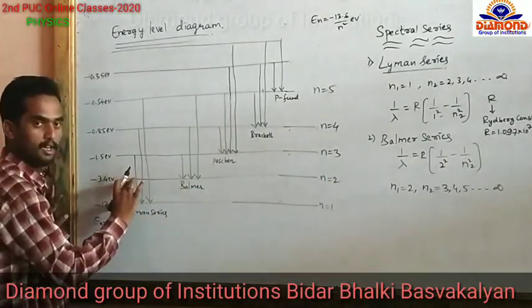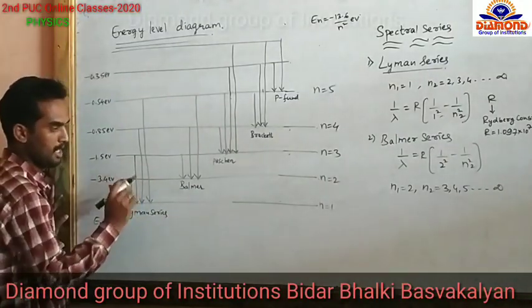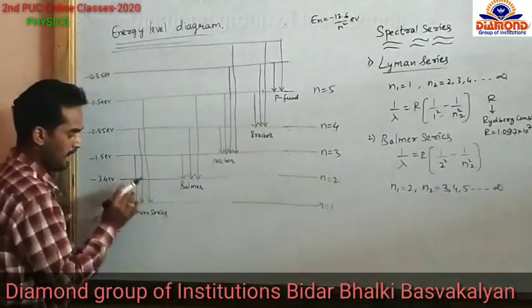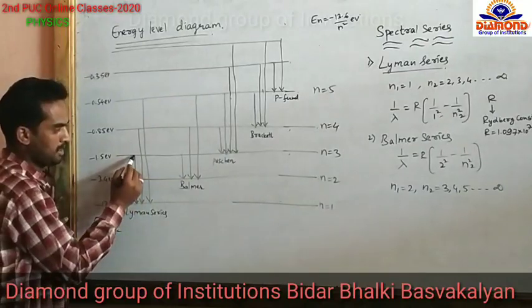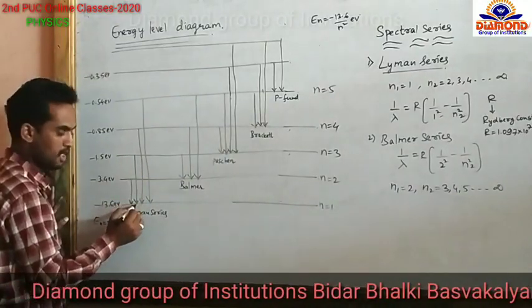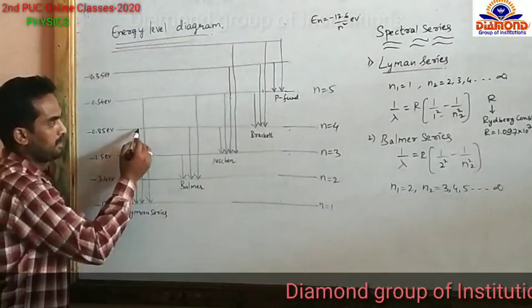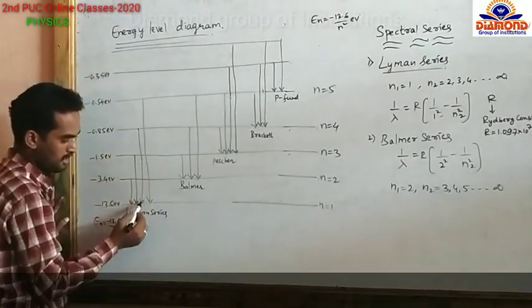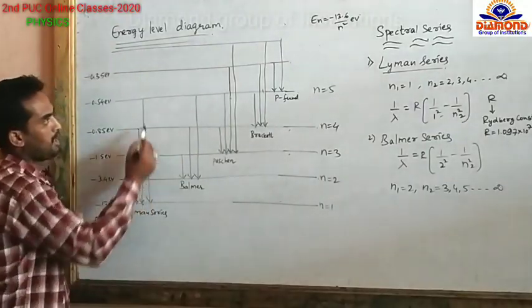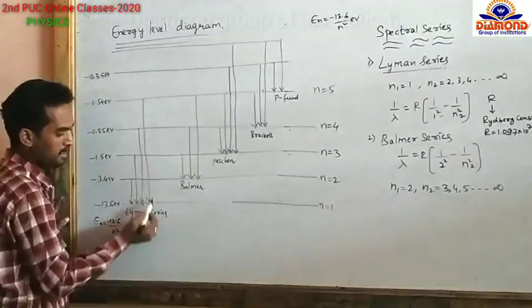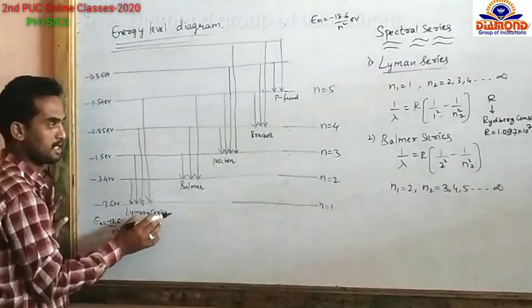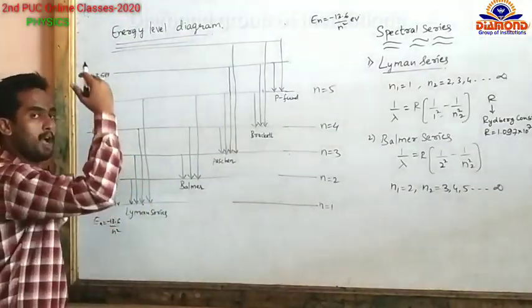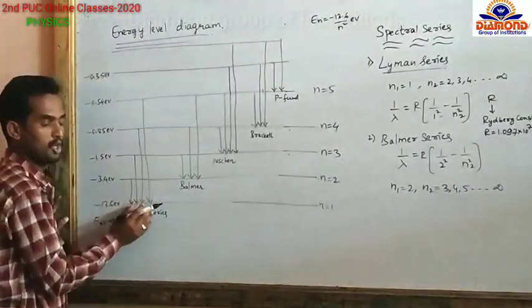See the first line. This first line indicates that the electron is in second orbit and it is jumping to first orbit. And see the second line, electron is in third orbit, it is making transition to first orbit. And the electron is in fourth orbit and it is coming towards the first orbit. And the electron is in fifth orbit, it is jumping towards the first orbit. That means to get Lyman series, all the electrons are jumping from higher level to first orbit itself.